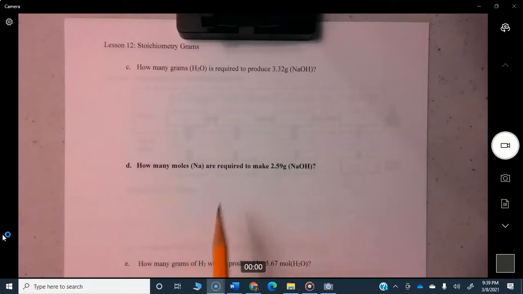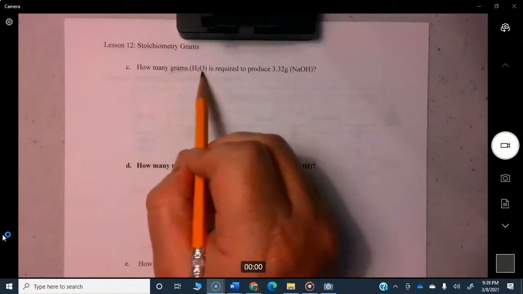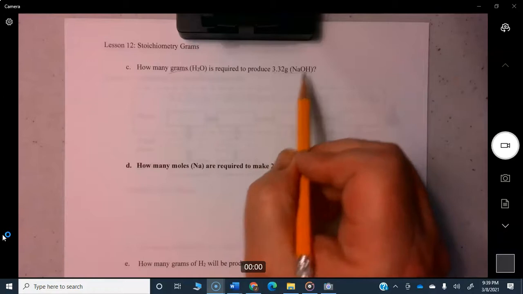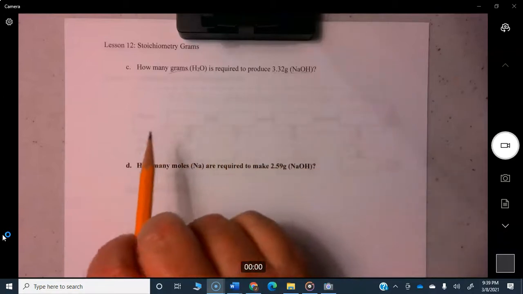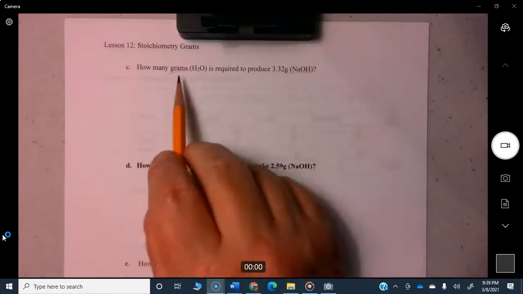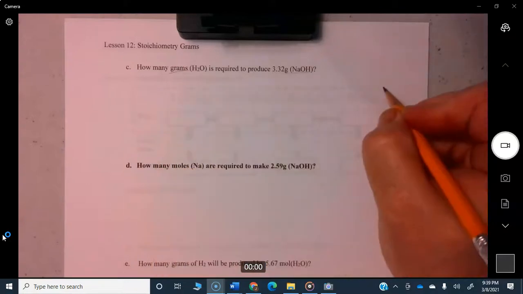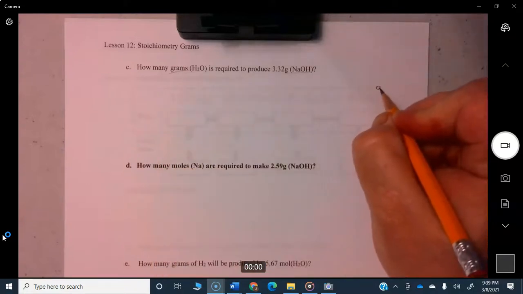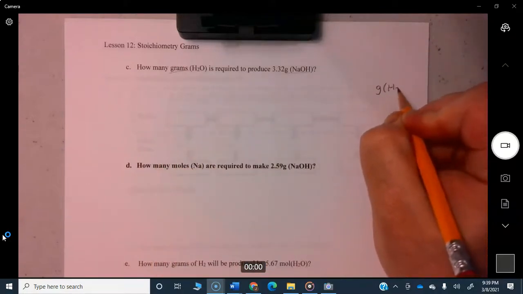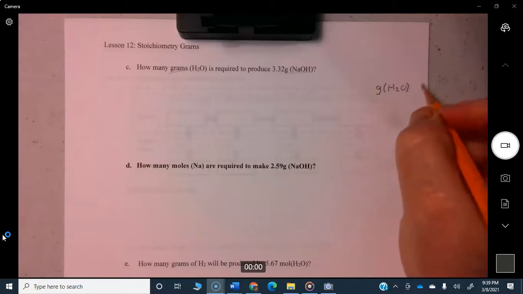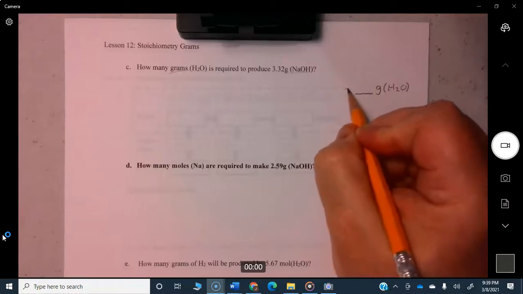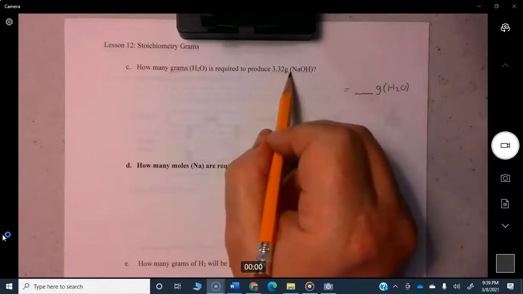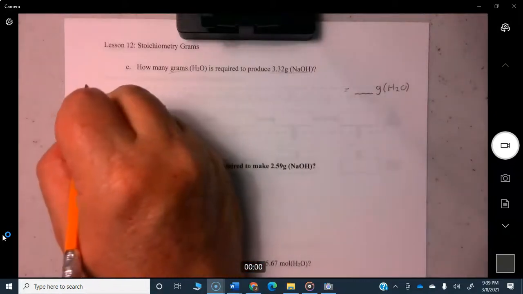Okay, so here is a grams to grams. Grams H2O to 3.32 grams of NaOH. That means it's going to be 3 conversions. We kind of know that by now. So it's how many grams of H2O? So way over here. That's what you're trying to find out, how many, and then you're starting with 3.32 grams of NaOH.